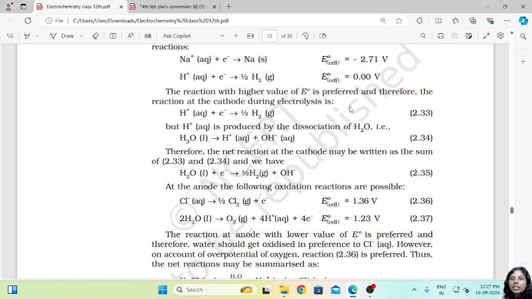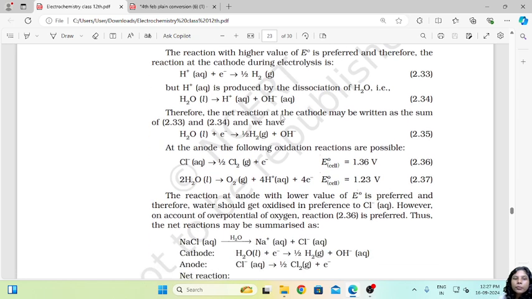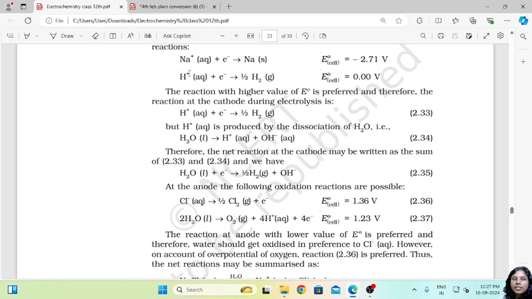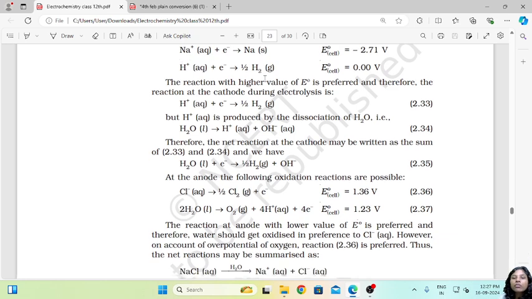So now if you see the E0 cell values, what we see is that the reaction with the higher value of E0 is preferred, and therefore the reaction at the cathode during electrolysis is decided by E0. So when we have two values of E0, we always prefer the one which is higher. If we consider minus 2.71 and 0.00, obviously 0.00 is a higher value. So therefore at the cathode, which reaction is taking place? This H+ plus electron giving half of H2.